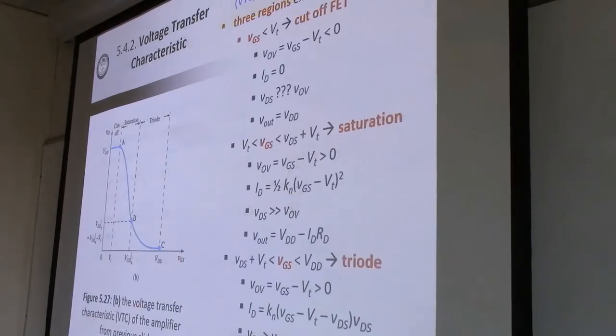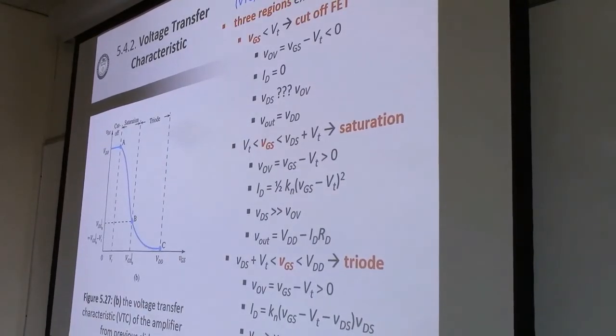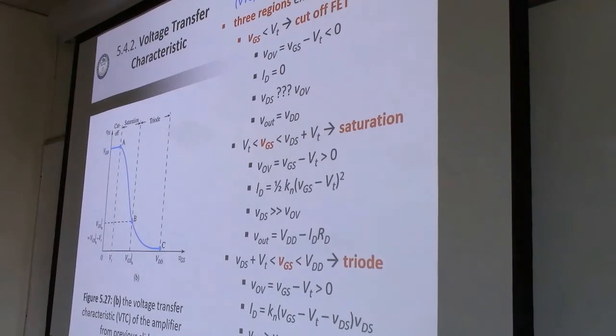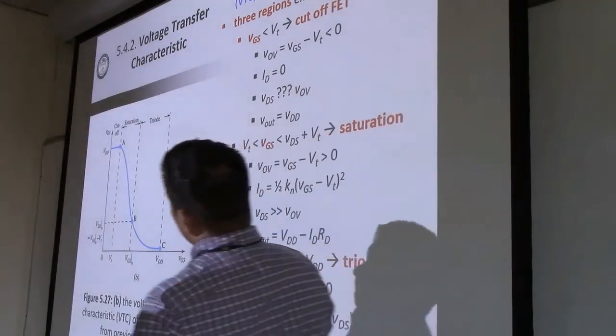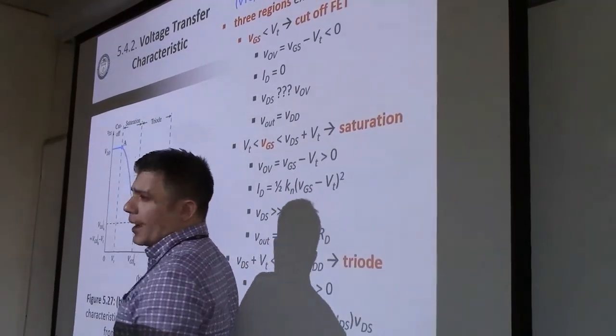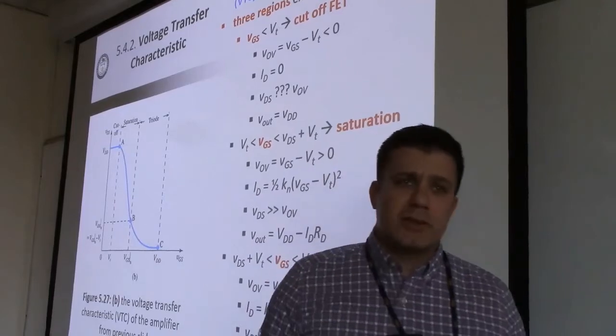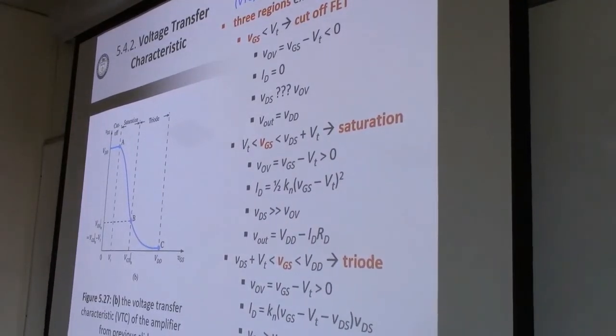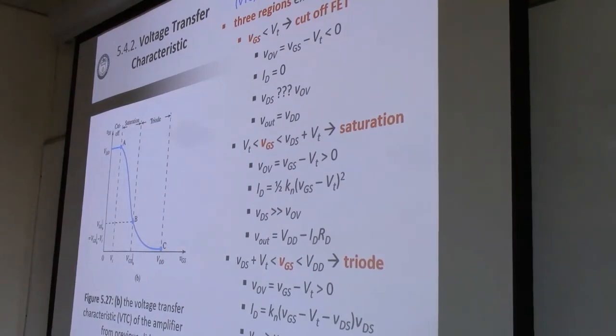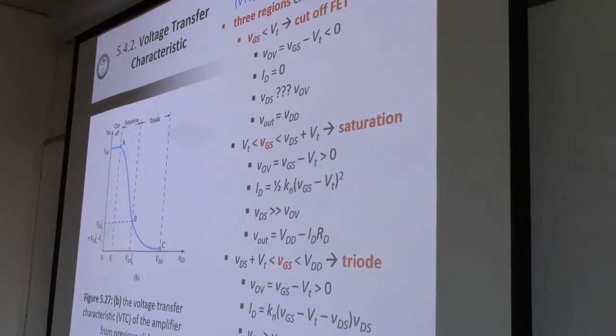Eventually, we'll get to the point where VDS is equal to VOV, and it'll switch over from saturation into triode, and then we get the rest of it. It'll continue to close, the current will get higher and higher and higher, and then eventually the current will get so high that there'll be no voltage left across the DS terminals. The drop will all be across RD.